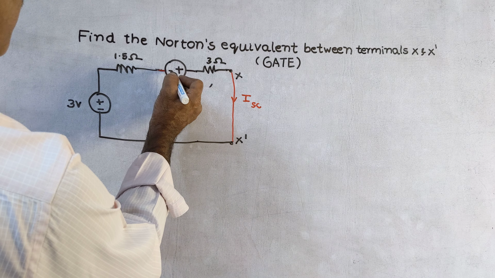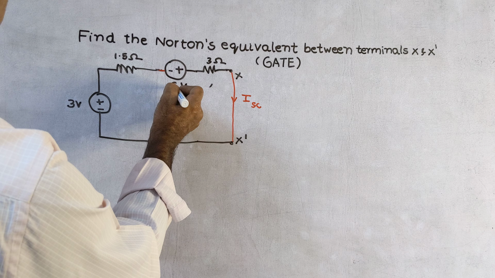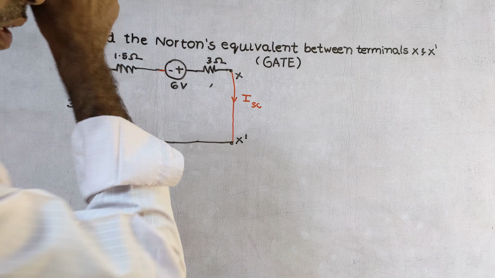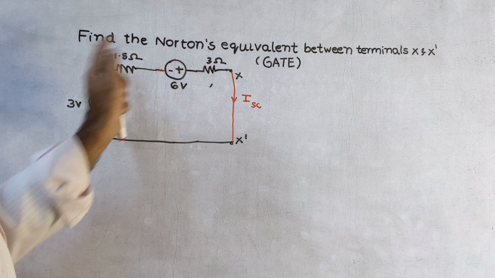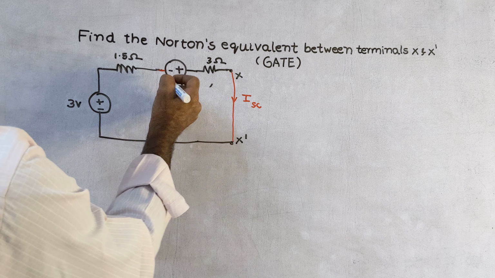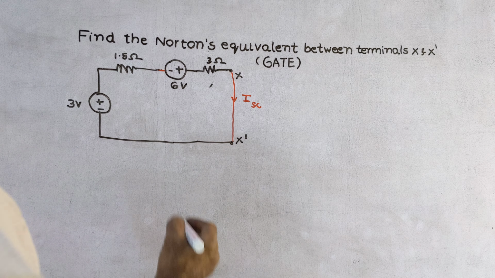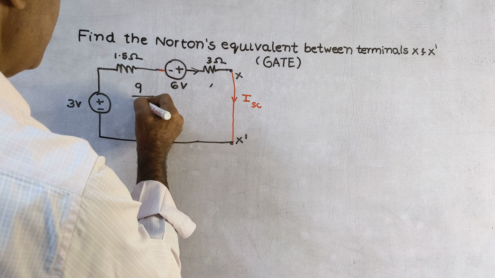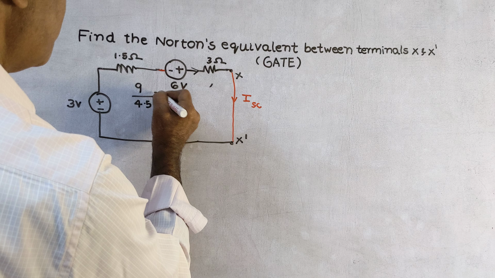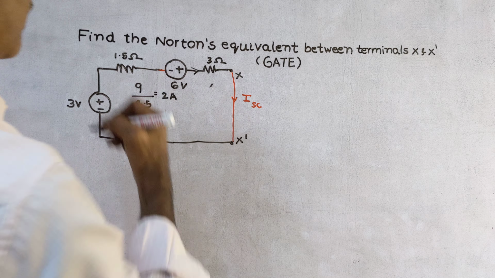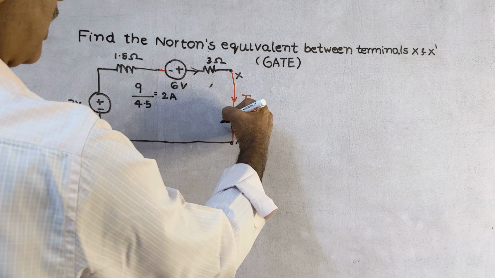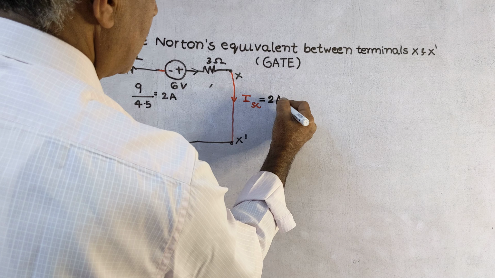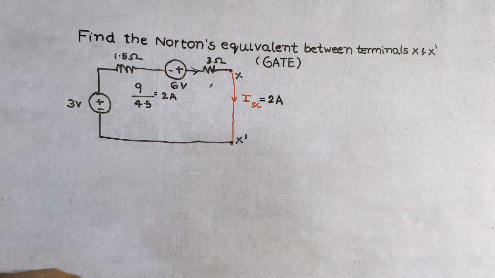Now these two are cumulatively connected because the negative terminal is connected with the positive. 6 plus 3 is 9 volts. And the resistances 3 and 1.5 are in series, giving 4.5 ohms. So the current in the circuit is 9 divided by 4.5, that is 2 amperes. Now the short circuit current is equal to 2 amperes.